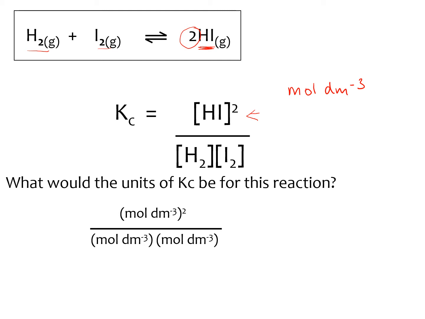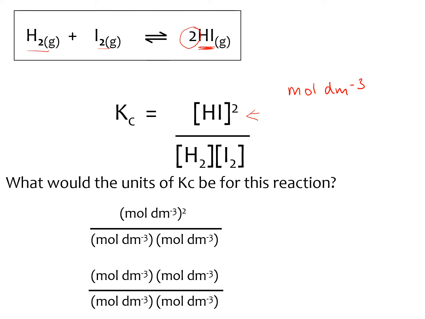Now we've got 2 on the top and 2 on the bottom, and we can see that slightly more clearly if I expand out the top to be moles per decimeter cubed times moles per decimeter cubed and get rid of the squared. We can see now that we have 2 on the top and 2 on the bottom, so they all cancel out. So actually there will be no units for this particular Kc expression. If ever you're asked to state the units and you work out that the stoichiometry is equal, in this case 2 moles on the right and 2 moles on the left, it is really important that you write that there are no units and don't just leave the gap blank.